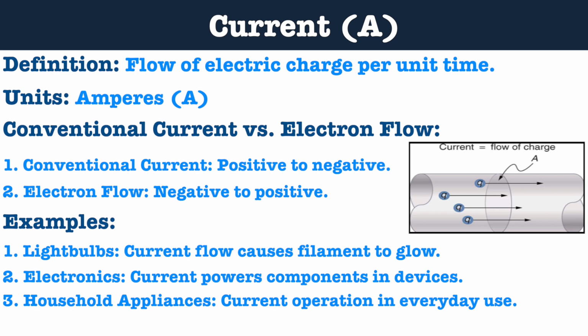Now if we talk about the types of current, as we discussed in the beginning, current can be defined as direct current and alternating current. In the case of direct current, or DC, current flows in one direction. It is typically provided by batteries and DC power supplies. In the case of alternating current, current alternates direction periodically. It is the type of current used in most household and industrial electrical systems.